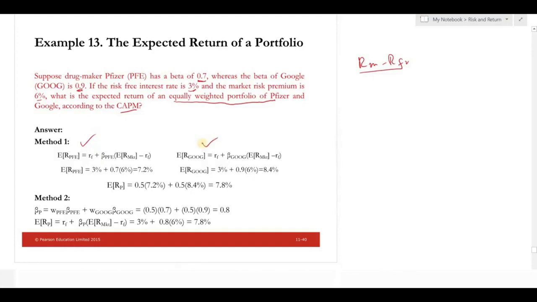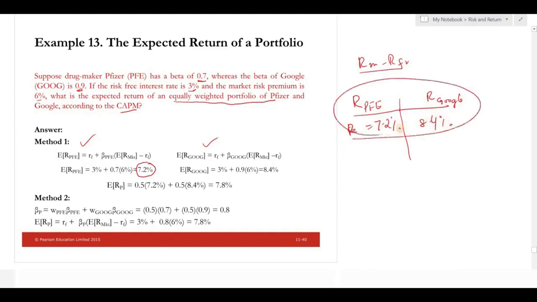Okay, so can we find the return? How much should we require on the first, PFE, and how much should we require on Google? So it means we can apply the capital asset pricing model to find the expected return. So the expected return based on the capital asset pricing model for PFE is how much? That is equal to 7.2%, and on Google we should require 8.4%. Okay, so once we got this return, can we find the return of the portfolio? Yes, we can find it.